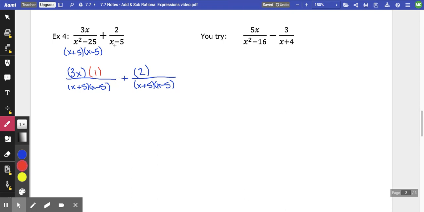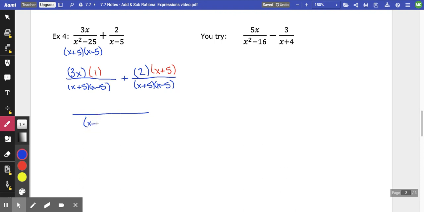On the second one, to turn it into x plus 5, x minus 5, I'd have to multiply x minus 5 times x plus 5. So I have to do the same to the numerator. So x plus 5. Now the denominators are the same, and I've balanced my numerators.